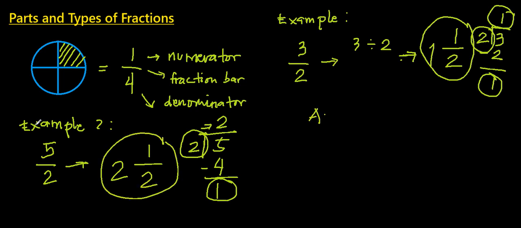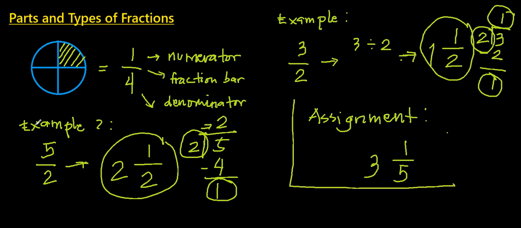For your assignment, convert this mixed number into an improper fraction: 3 and 1/5. And comment down below your answer.